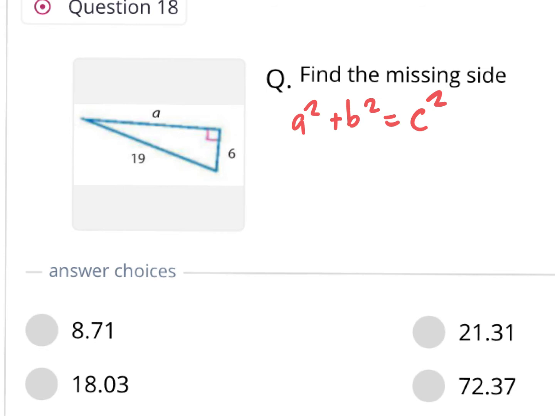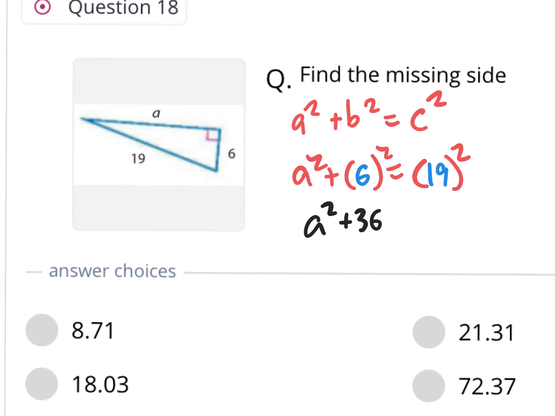So let's write our equation. A, obviously they tell you a, we don't know what a is, so that will be a squared plus b squared equals c squared. So the b squared value will be 6, and the c squared value will be 19. So we need to work on this. Let's first do 6 squared, that is 36. So I have so far a squared plus 36 equaling 19 squared. I don't know what that is.